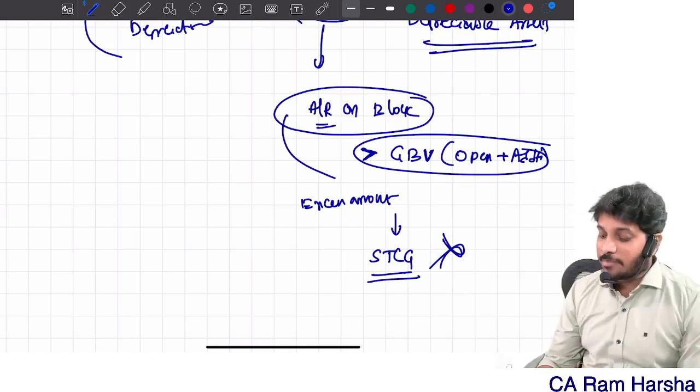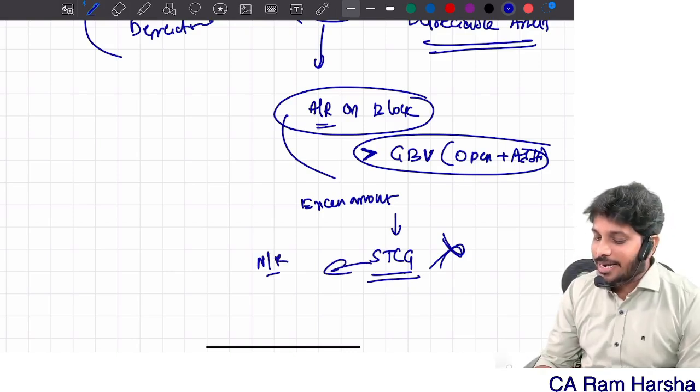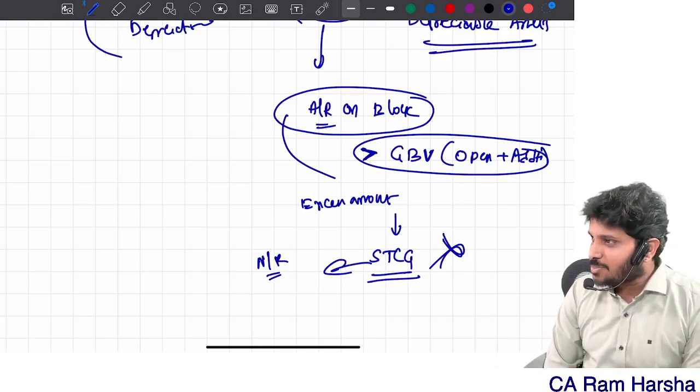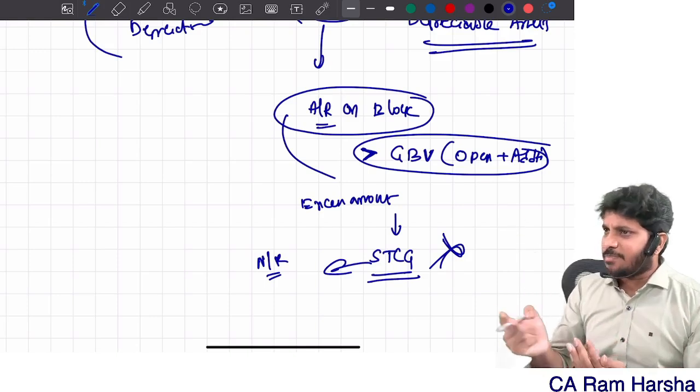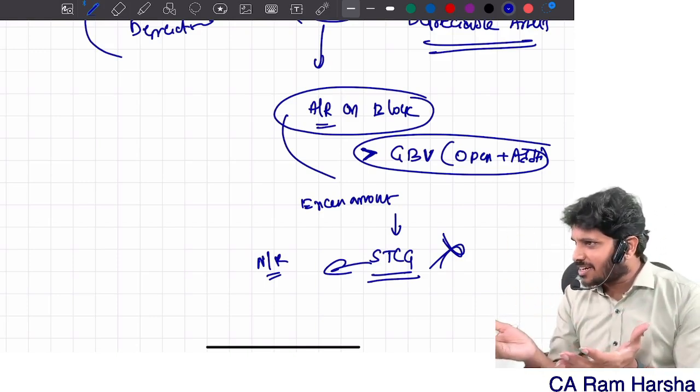All that short-term capital gain tax rate is normal rates only. Normal rates means what? Individuals and all, slab rates. Companies and all, flat 30%. That is the normal rate, right?